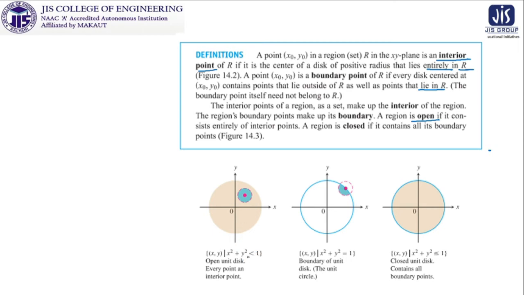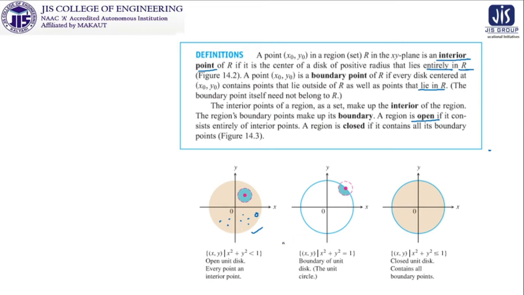It is an open unit disk, and every point is an interior point, because whatever point you take, you will get a distance from that point to the boundary, and you can take that distance divided by 2, and you will create a circular disk which is totally contained in the particular region, and which will obviously contain the point of concern. So that point is an interior point.